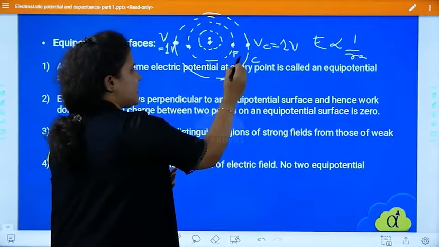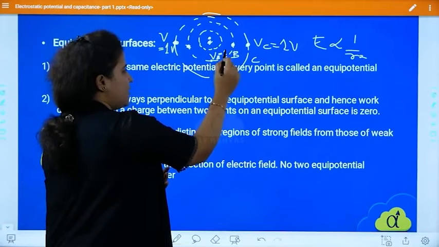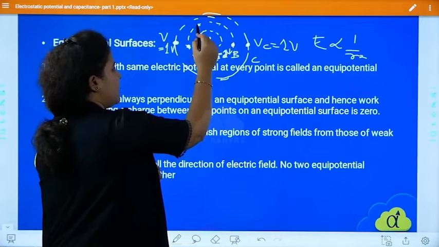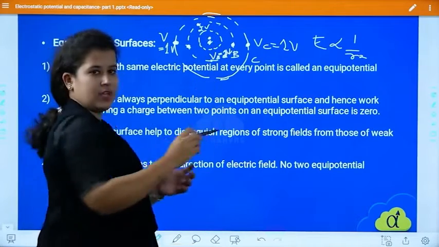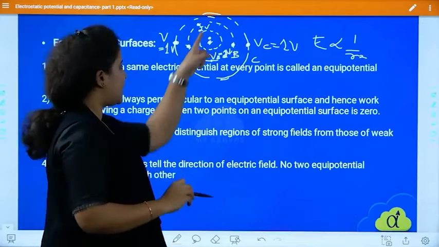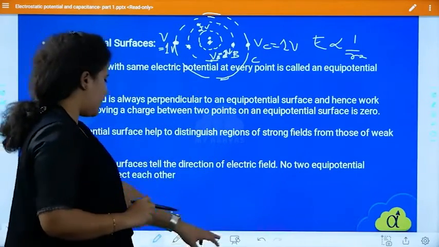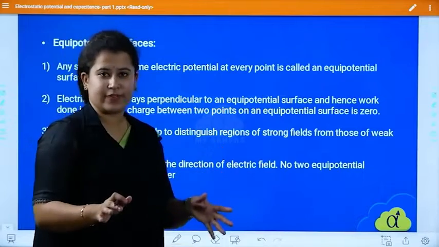For example, if I take this as B, then the potential VB will be 2 volt, let's think, and here also it is 2 volts itself. On that surface, that is on that orbit, the potential will be the same. Clear? So that is what we call equipotential surfaces.